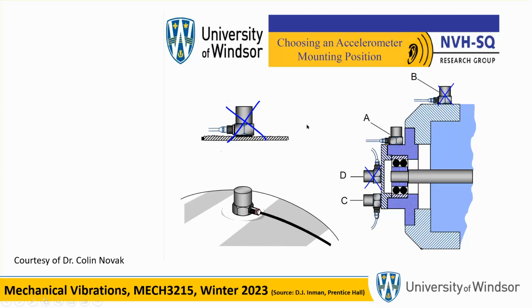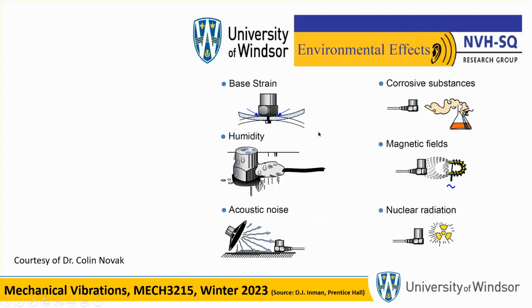Okay, so that's why these are crossed out. This is on the shaft. This is on the casing. This one is good, which is mounted actually on the bearing. The bearings right here. Okay, good.